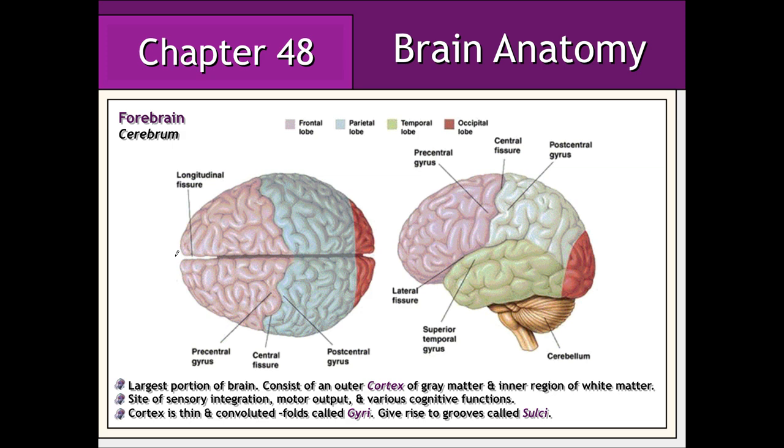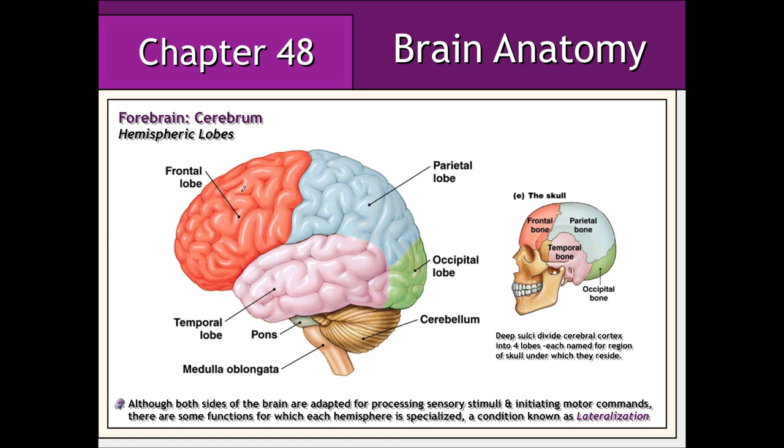Finally, we can see that the cerebrum is divided by a very deep fissure or groove, which divides this portion of the brain into a right and a left cerebral hemisphere. The right and the left cerebral hemisphere can be further subdivided into lobes which bear the name of the region of the skull under which they are found. We have a frontal, parietal, occipital, and temporal lobe.